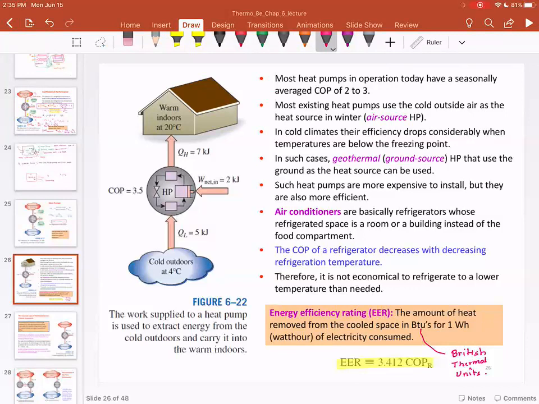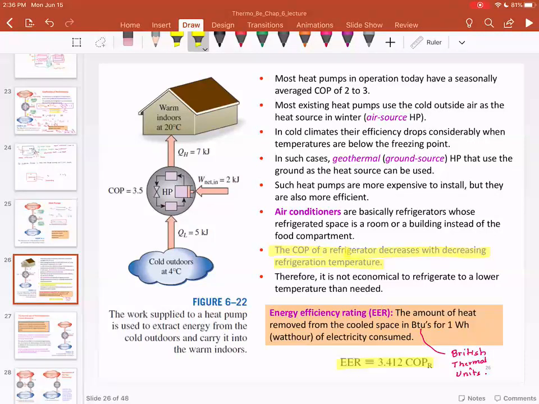And that's the point that I was trying to make, explained here. The COP of a refrigerator decreases as we decrease the refrigeration temperature. That's why it's not economical to run the refrigerator at a lower temperature than is needed.